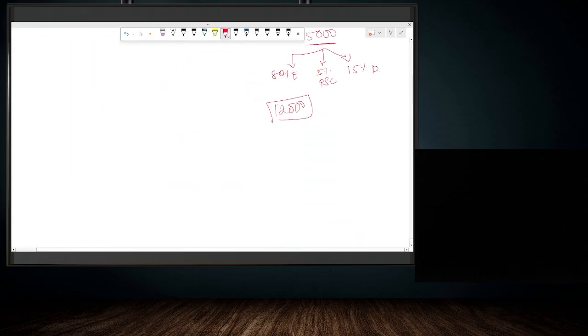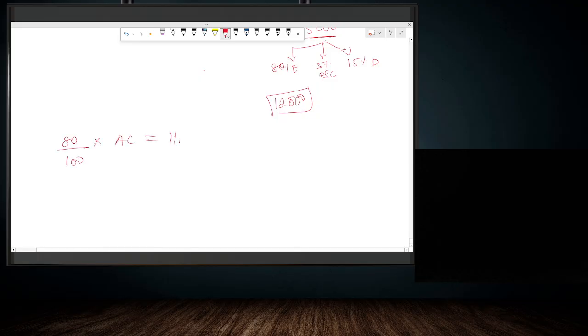So let me put it in this way. 80% of additional capital is equal to how much? 11,800. Right. Then what is the additional capital that can be raised? You will get the same, 14,750. Clear? So rupees 14,750 rupees of additional capital can be raised without issuing additional equity shares.